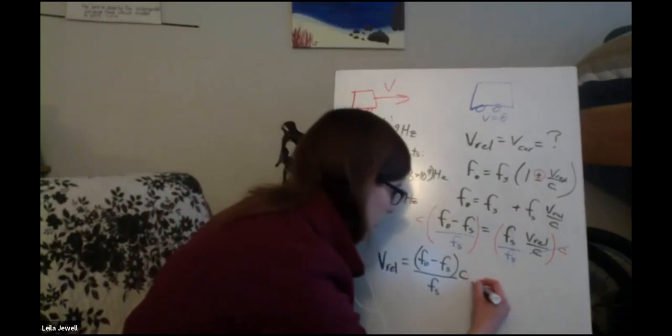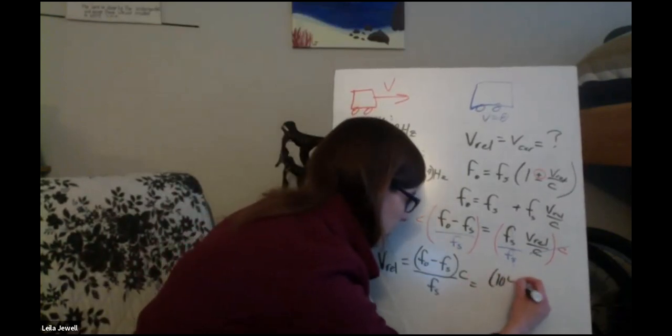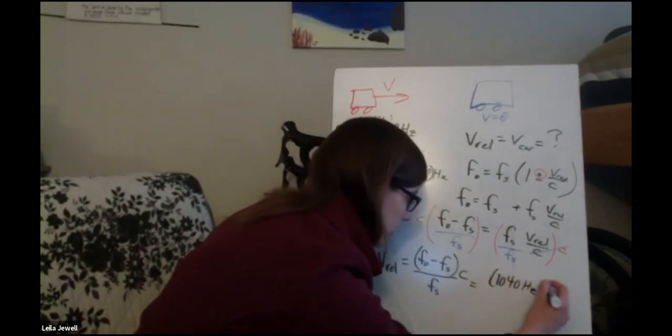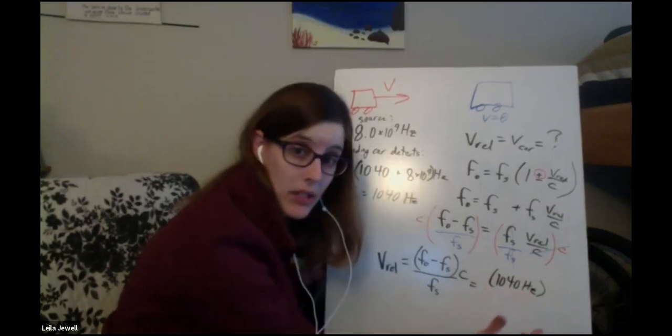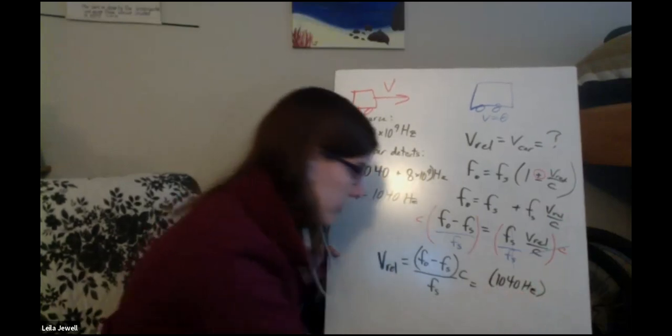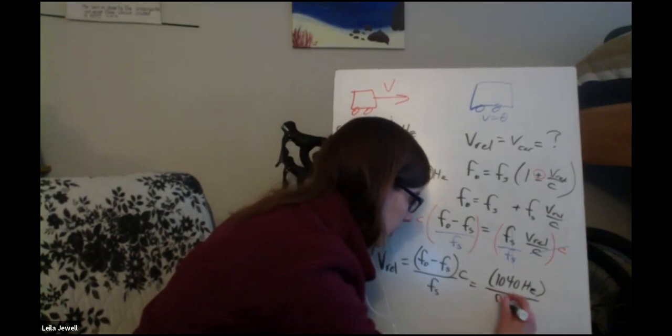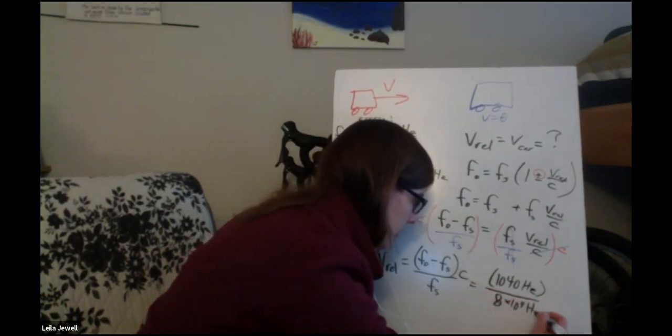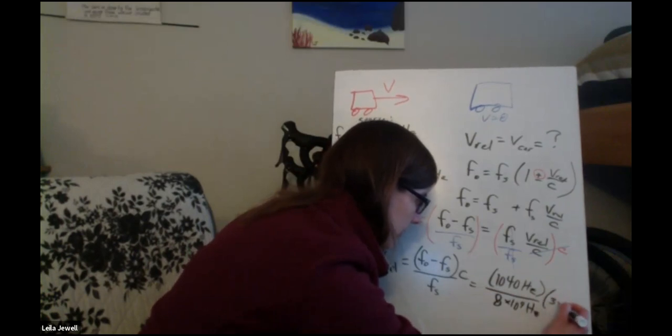So as I'm coming over here, I'll put in 1040 hertz because it's 1040 hertz above the source, and we're taking the difference from the source, so that works out. Divide by 8 times 10 to the 9 hertz, and then times the speed of light, 3 times 10 to the 8 meters per second.